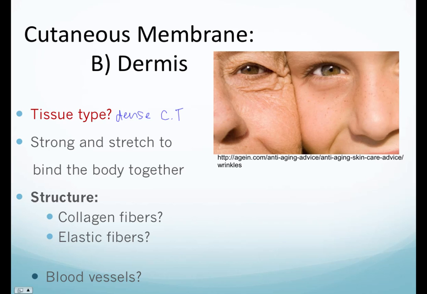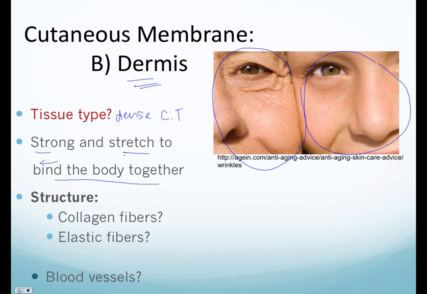And the function of this is strength and an ability to stretch the skin, allowing the body to bind together. Now, if you look at why someone has wrinkled skin compared to smooth skin, all that has to do with the dermis, because what's found in the dermis are collagen fibers and elastic fibers. Collagen fibers specifically will give skin its toughness, while elastic fibers will give skin its elasticity.